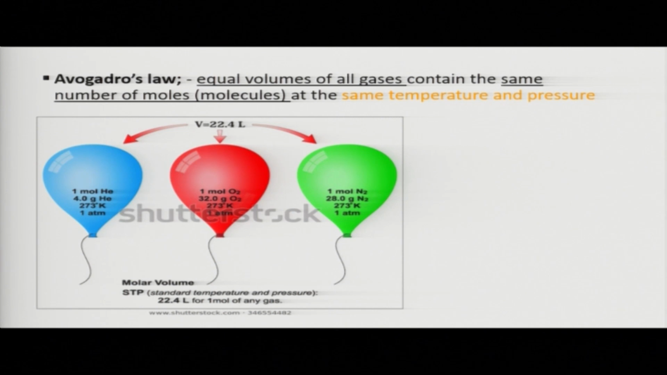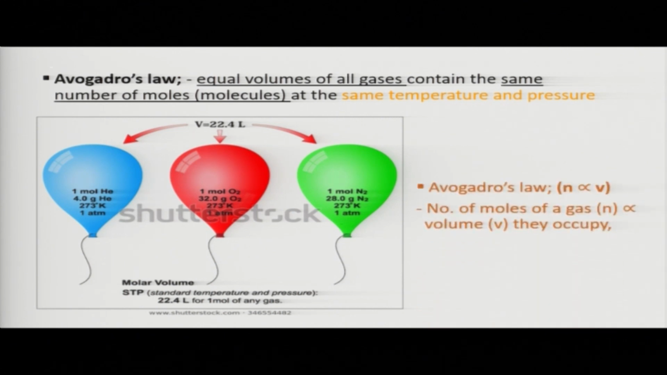So in that case, we can finally make an inference. For Avogadro's law, the number of moles of a gas is directly proportional to the volume they occupy. Increase the number of moles, and they will occupy a relatively higher volume. Now, let's combine Boyle's law and Avogadro's law.